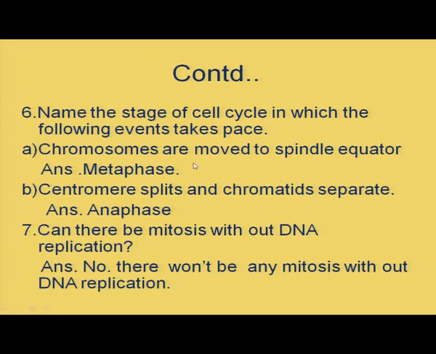Name the stage of the cell cycle in which the following events take place. The first one: chromosomes are moved to the spindle equator. In mitosis, in which stage do the chromosomes move to the equator? Equator means the center of the cell, the middle portion of the cell. Your answer is correct. Yes, it is the metaphase stage.